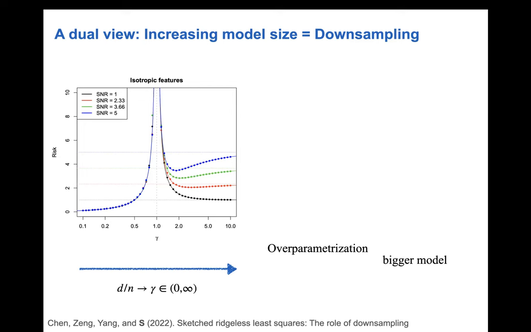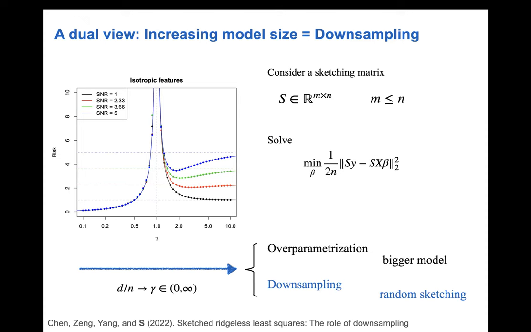Okay, so this gamma, I'm going to give it a name just for simplicity. This gamma, which is defined as d over n, or as the limit of d over n, is called the aspect ratio in the random matrix theory literature. So when you grow the model size, which means you're growing the dimensionality, you're actually growing gamma. Now this is equivalent to reducing sample size, right? Because growing d is equivalent to making the sample size smaller. In both ways, you can grow this gamma. So we have this hypothesis: we think that downsampling has exactly the same role as increasing the model size, as overparameterization.